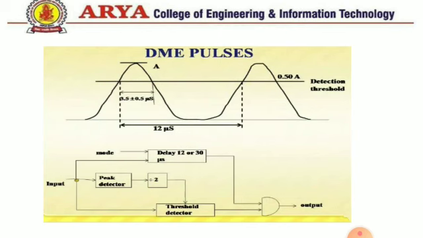If they cross the detection threshold, they are identified as a pulse. If they are below it, they are identified as noise, and the time duration is also indicated. This is given to the block diagram of the system as shown in the diagram below, and the input and output are done through the threshold detector like this.